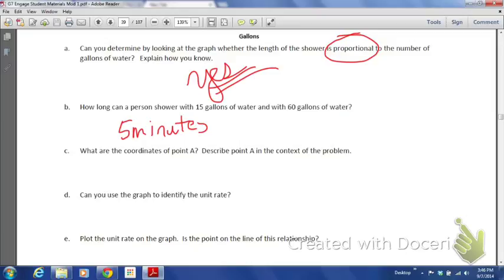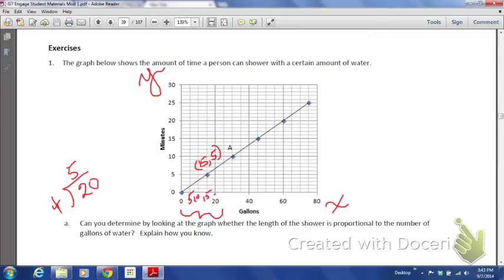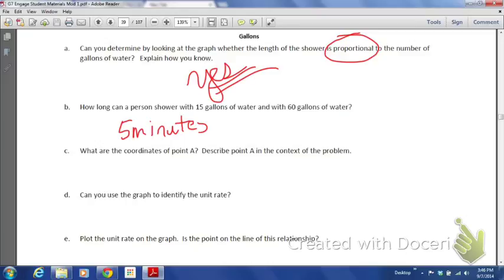And then 60 gallons. If we go back and look where 60 is, 60 is nice and neat. We can see it's right there for us. We go to 60 and go up vertically from there, and we can see that it is 60 gallons in 20 minutes. So we would have 20 minutes for 60 gallons of water.